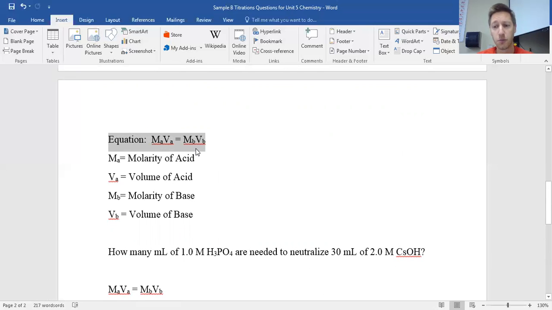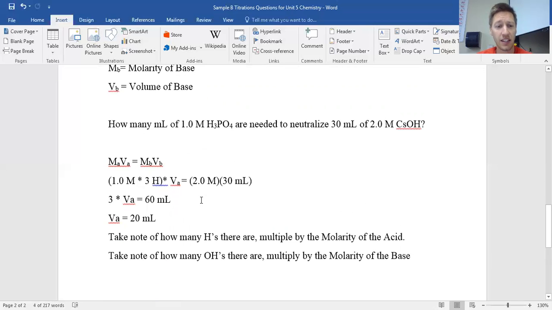So again, the fast way to solve a titration question is to use this equation here. Molarity times volume equals molarity times volume for the acid and the base. Take note of how many hydrogens you have, multiply by the molarity of the acid. Take note of how many OHs you have, multiply by the molarity of the base.